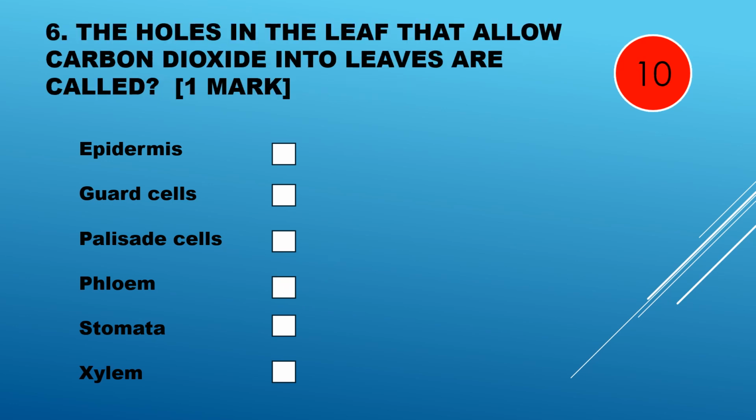Question 6. The holes in the leaf that allow carbon dioxide into leaves are called epidermis, guard cells, palisade cells, phloem, stomata, or xylem. The holes in the leaves are called stomata.